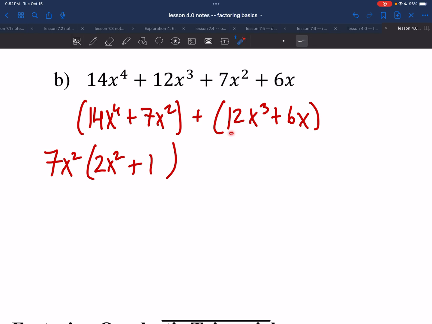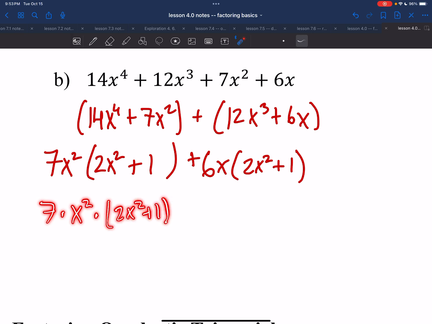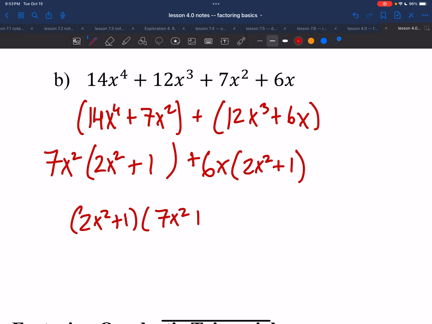And then same thing for the other one, 12 and 6, GCF is 6. And then x cubed and x share an x. And then you're left with 2x squared plus 1. And so just like that last example, they both share 2x squared plus 1. See, it's 7 times x squared times 2x squared plus 1. It's grouped together. It's a single factor, plus 6 times x times 2x squared plus 1. Right? So what do they have in common? Well, they have 2x squared plus 1 in common. And so I factor that out. So it is 2x squared plus 1 times 7x squared plus 6x.